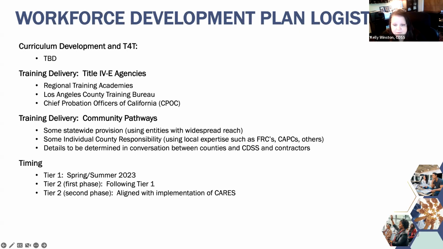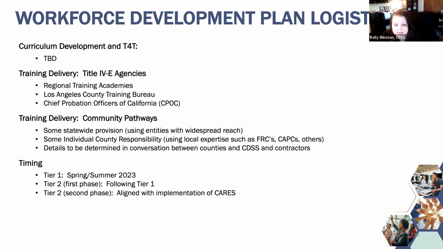And counties will be able to tap into both Title IV-E training funds as well as the Family First Prevention Services state block grant money to support the local training needs and meet those additional needs beyond what the state can provide. We know the timing of this curriculum and training delivery depends on a number of things.